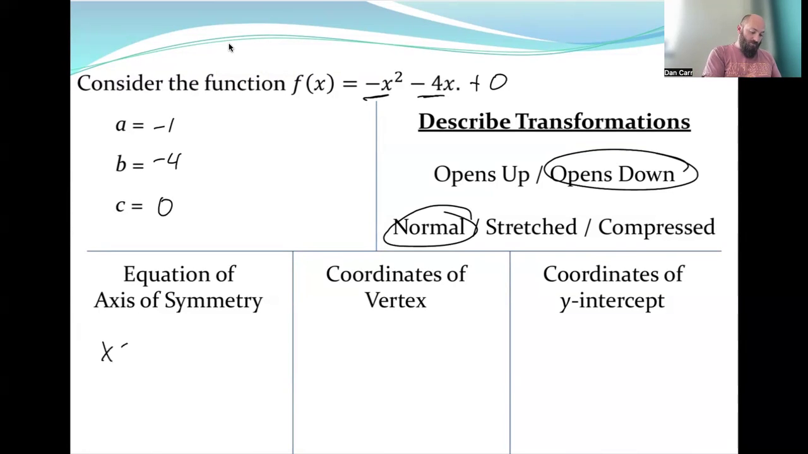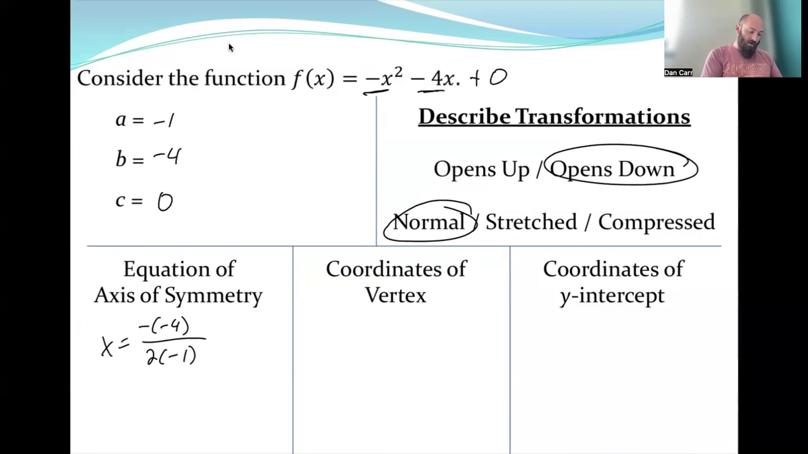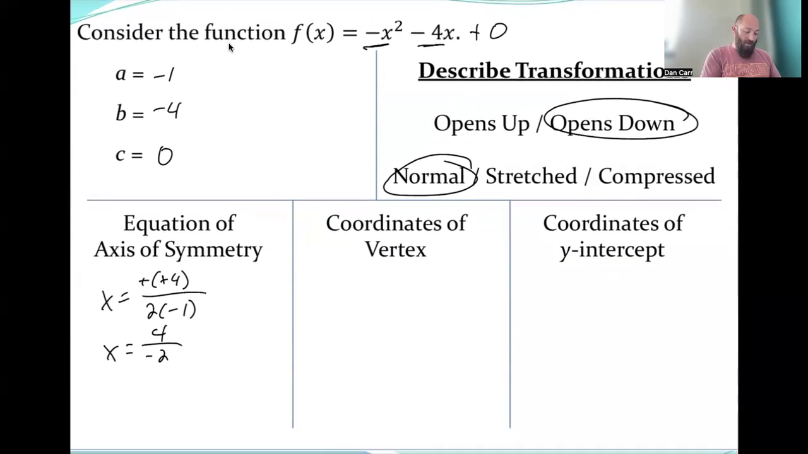Axis of symmetry. Once again, it's x equals the negative b, or the opposite of b. So I could say it's the negative of -4 divided by 2 times the -1. From there, this is going to turn positive. So I get x is equal to 4 over a -2. And then my axis of symmetry is the equation x equals -2.